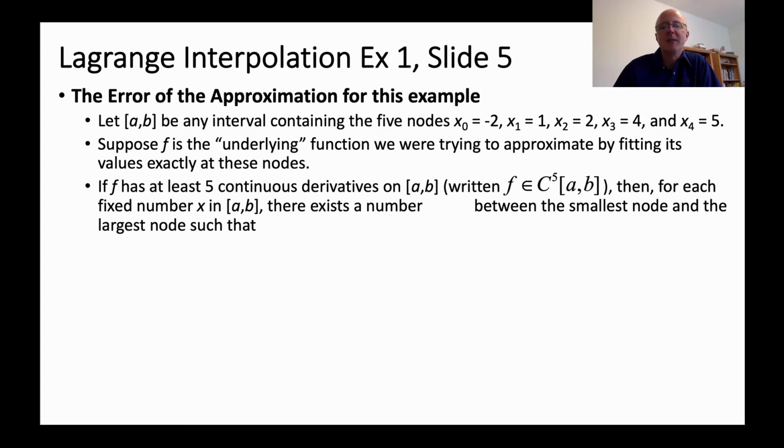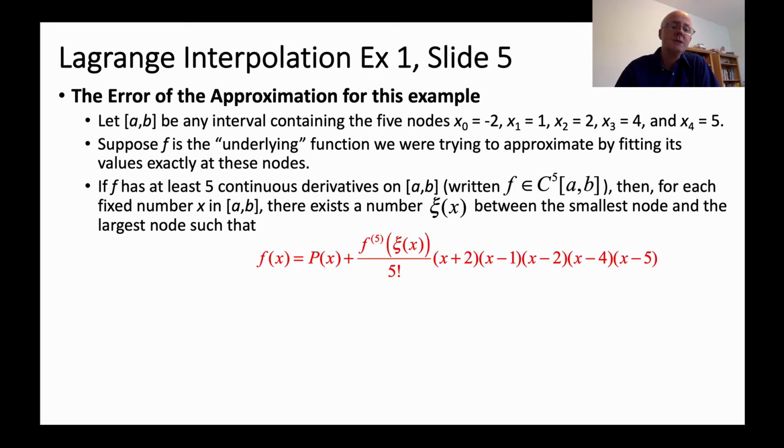Then for each fixed number x between a and b, there exists a number xi of x. That funny looking squiggle thing is a Greek letter xi. It's my favorite Greek letter. It's so beautiful. Xi of x between the smallest node and the largest node, between, in this case, -2 and 5, so that this equation is true. F of x, the underlying function we're trying to approximate with p of x, is equal to p of x plus some error term. Some remainder it's sometimes called, but I think the word error term is better.